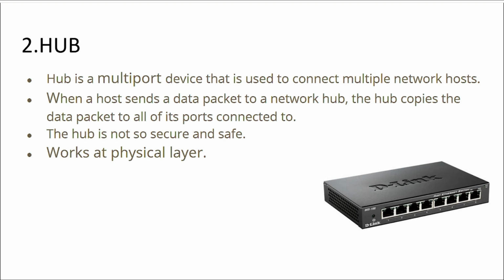The next device is hub. In this figure we can see that this is a hub device, and we can see many ports are available in this hub, and it connects the multiple devices in a network to a centralized location. And when the data is given to one device which is connected to this hub, the hub copies this data packet and sends it to the devices which are connected to this hub. That means the data will get to all the devices connected to this LAN connection.